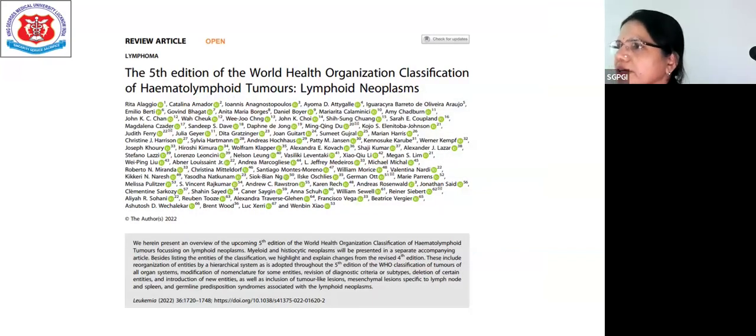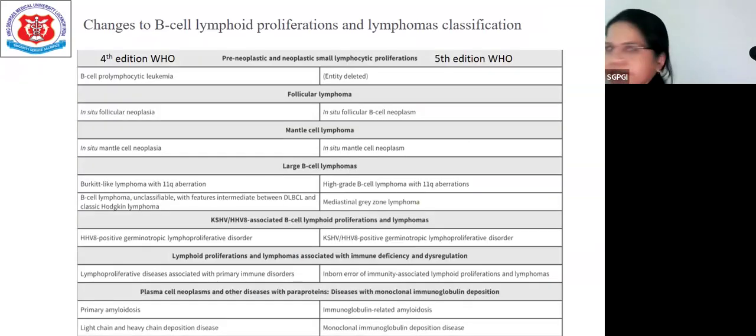All of us have read the WHO classification of the B lymphoid neoplasm. Now, this is the article which came in 2022, the 5th edition of the WHO classification of hematolymphoid tumors. In this, certain changes have been made in the previous classification, and a few new entities have been added and some of the older entities have been deleted. So just 2 minutes about this article.